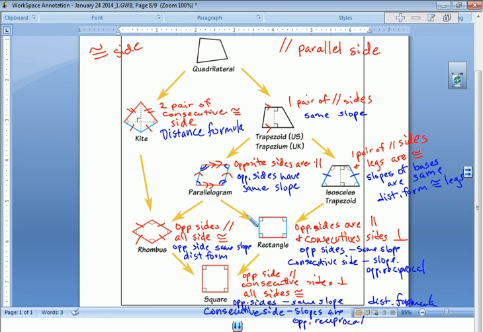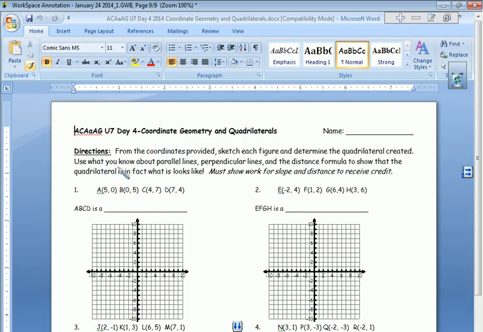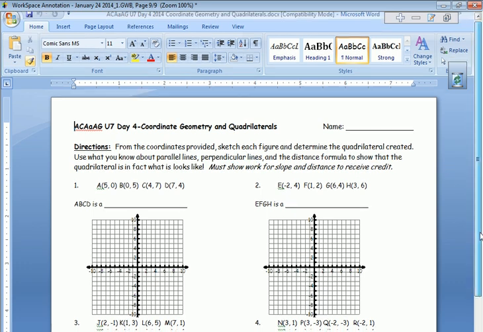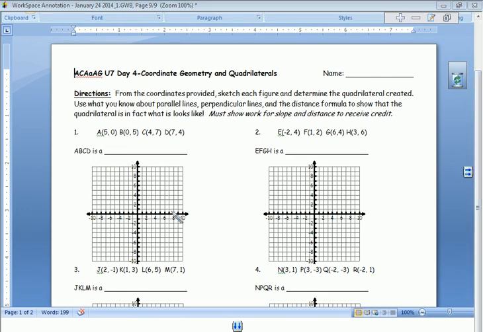Go ahead and graph the first one. Our directions say use the coordinates provided and sketch the figure to determine the quadrilateral you created. So let's sketch ABCD. A, B, C, D. Okay, sketched it. Let's connect the dots.